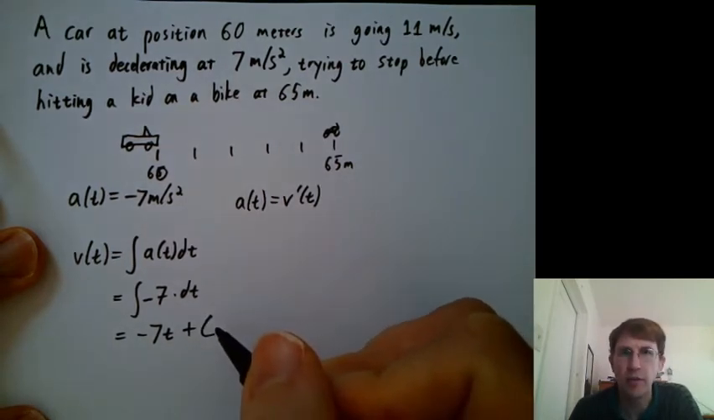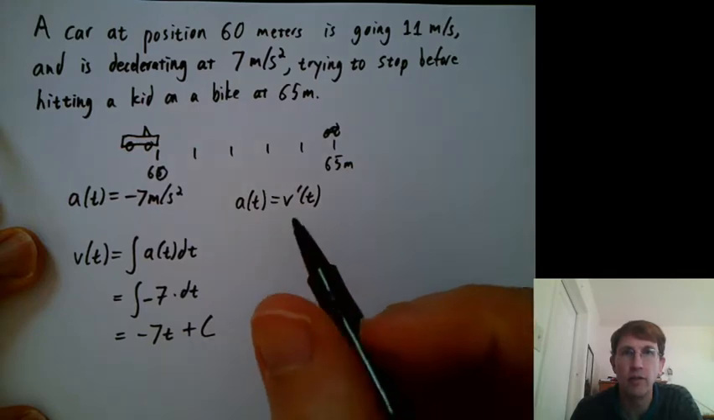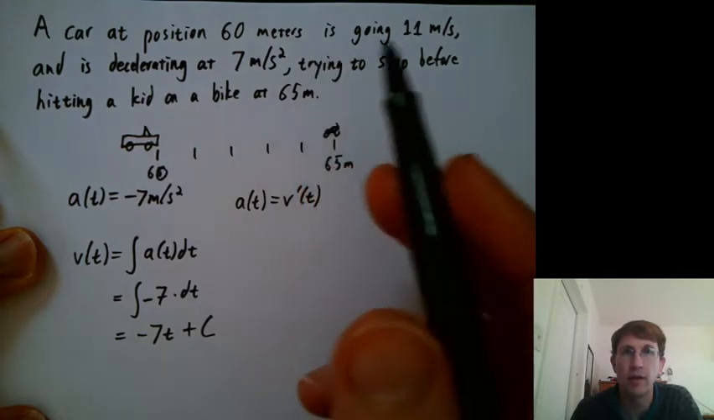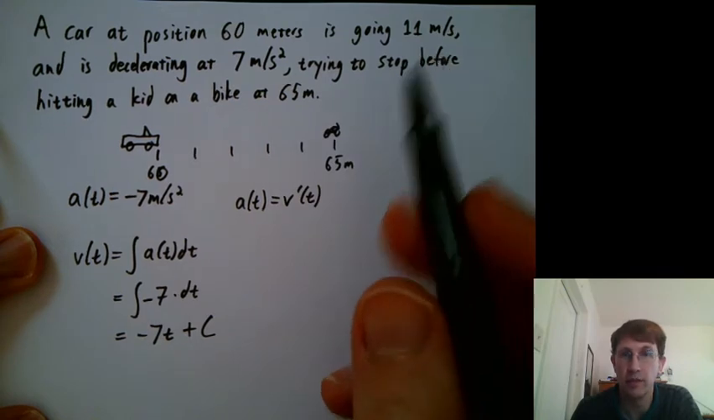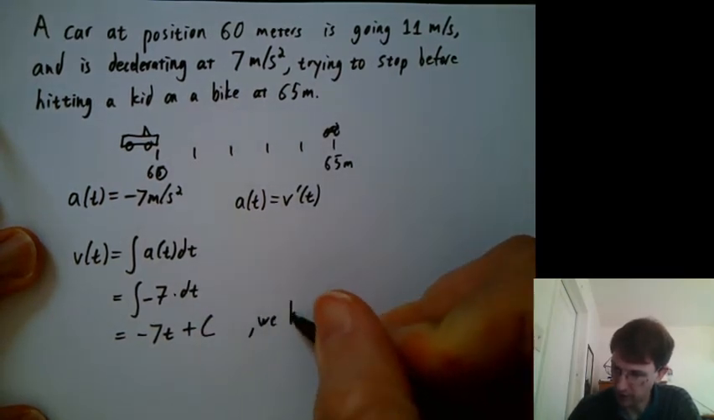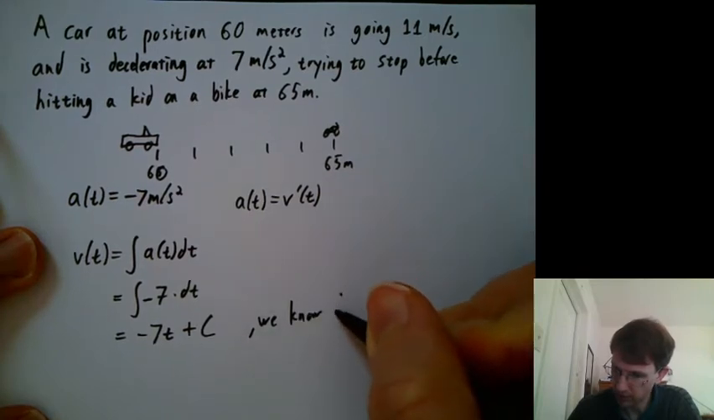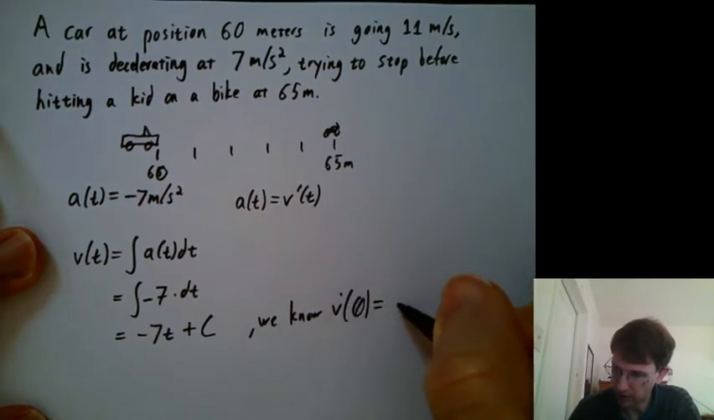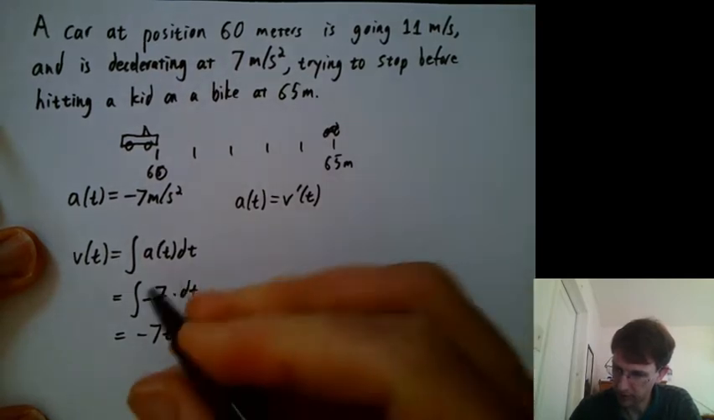But here's the problem, we don't know what c is. Can we figure it out? Well, what's going on here? At time 0, when the whole thing starts, the car is going 11 meters per second. So we know that v at time 0 is 11.